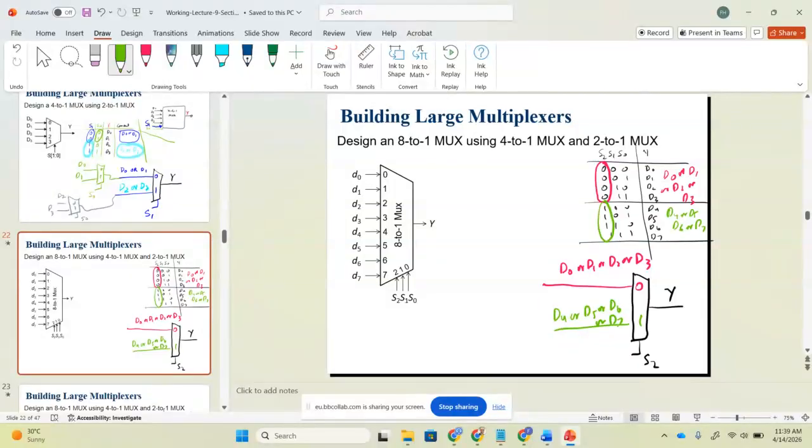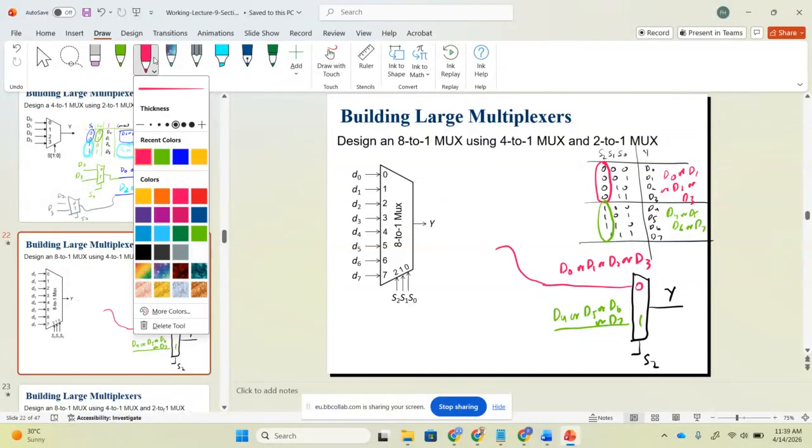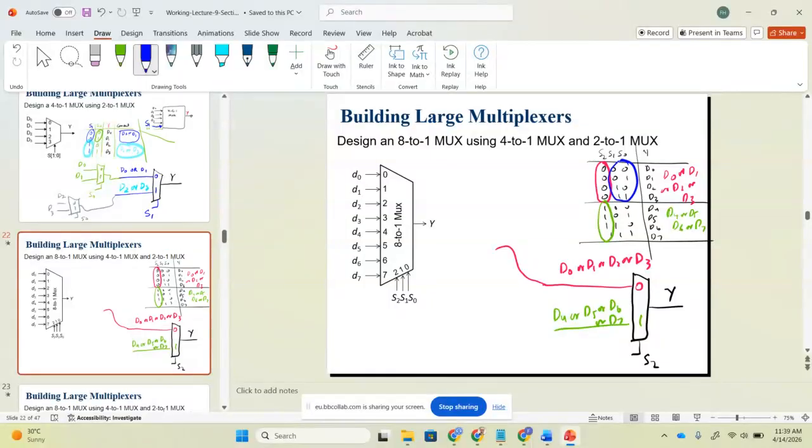So I need another multiplexer here, and for that I'm using another color, blue. Now it depends on S1 and S0. So do I need a 4 to 1 multiplexer or 2 to 1 multiplexer here? Help me. Four to 1. Yes, S1 and S0: 0 0, 0 1, 1 0, and 1 1. So D0, then D1, then D2, and then D3.